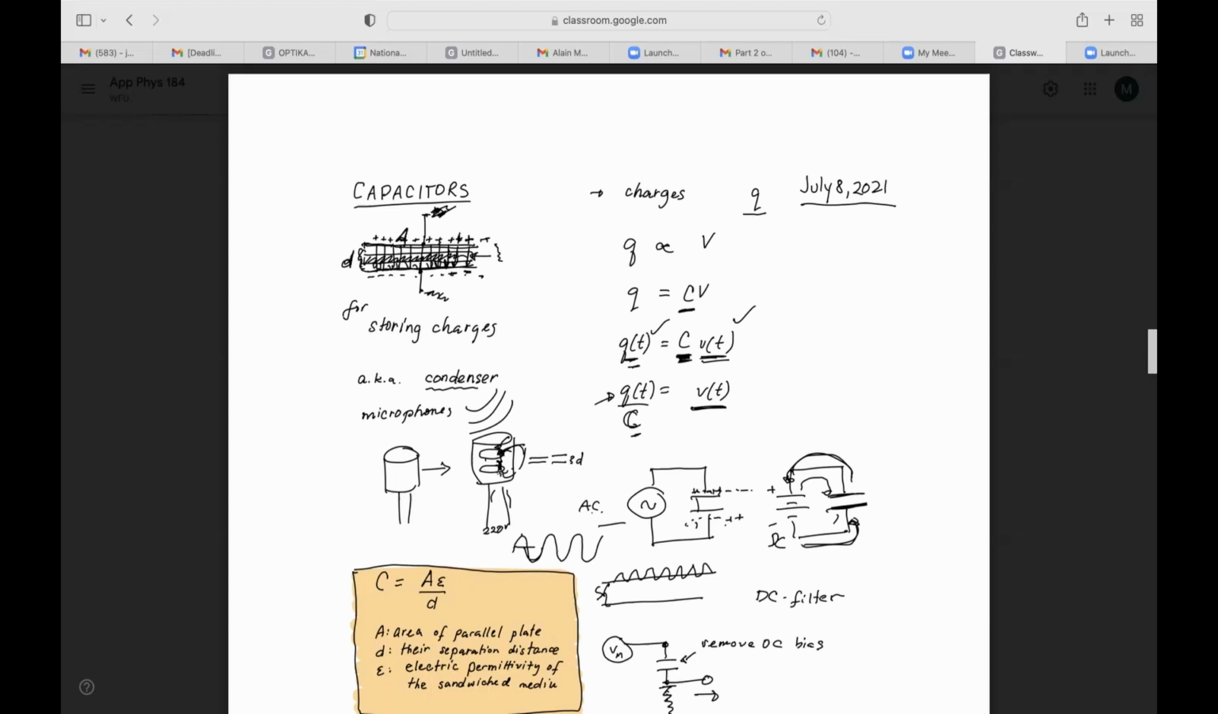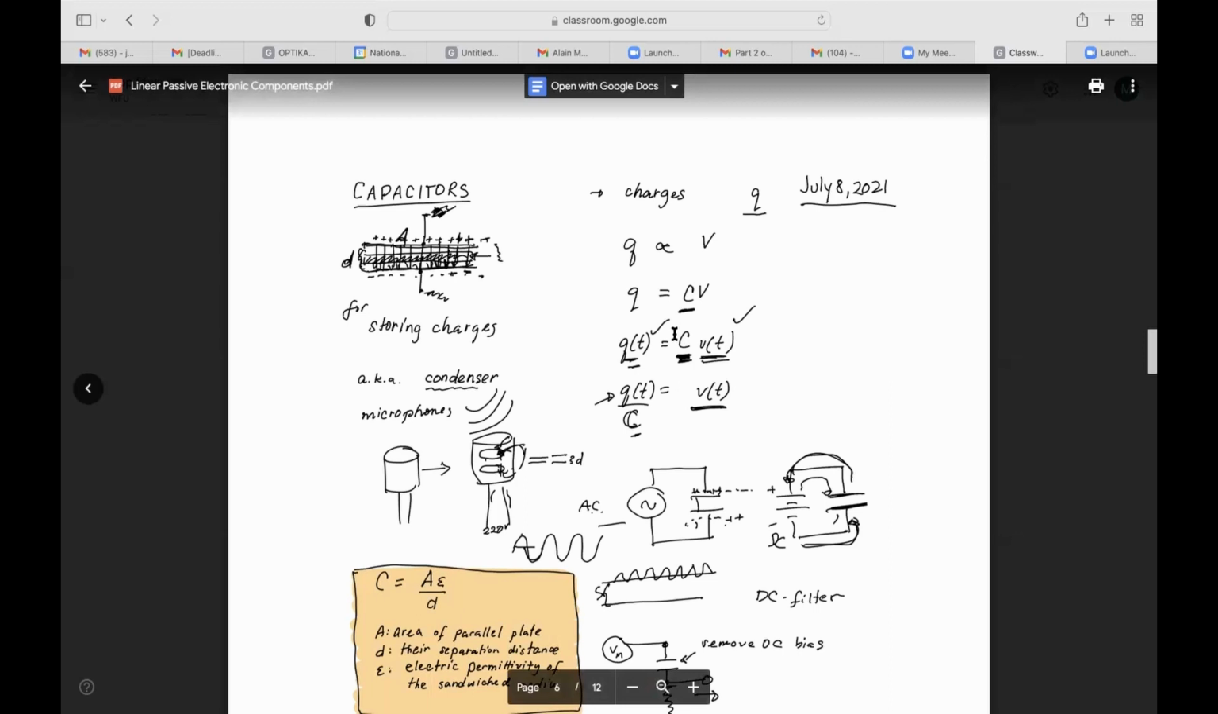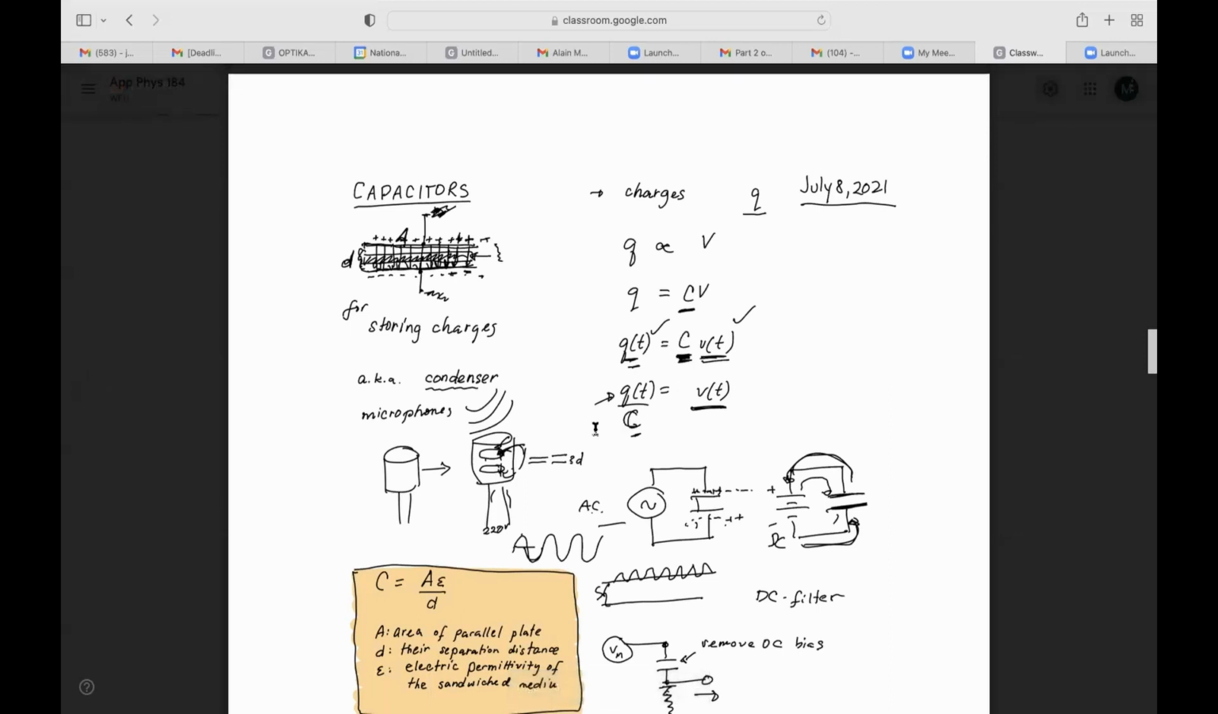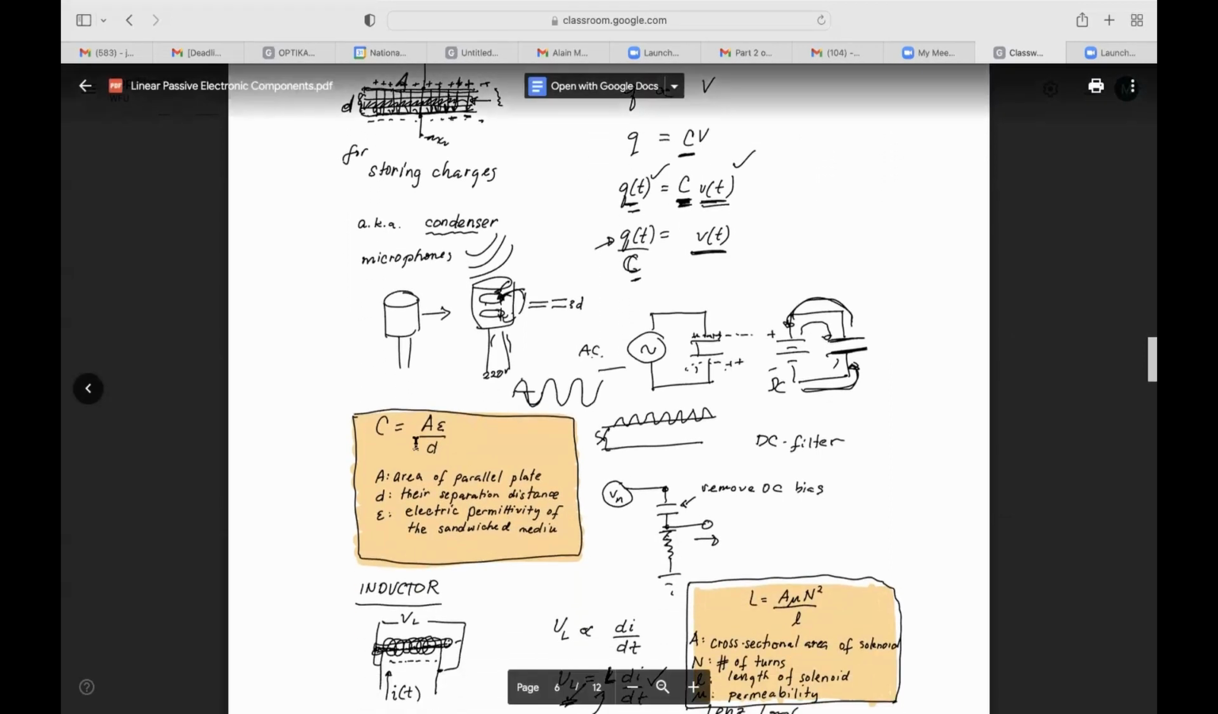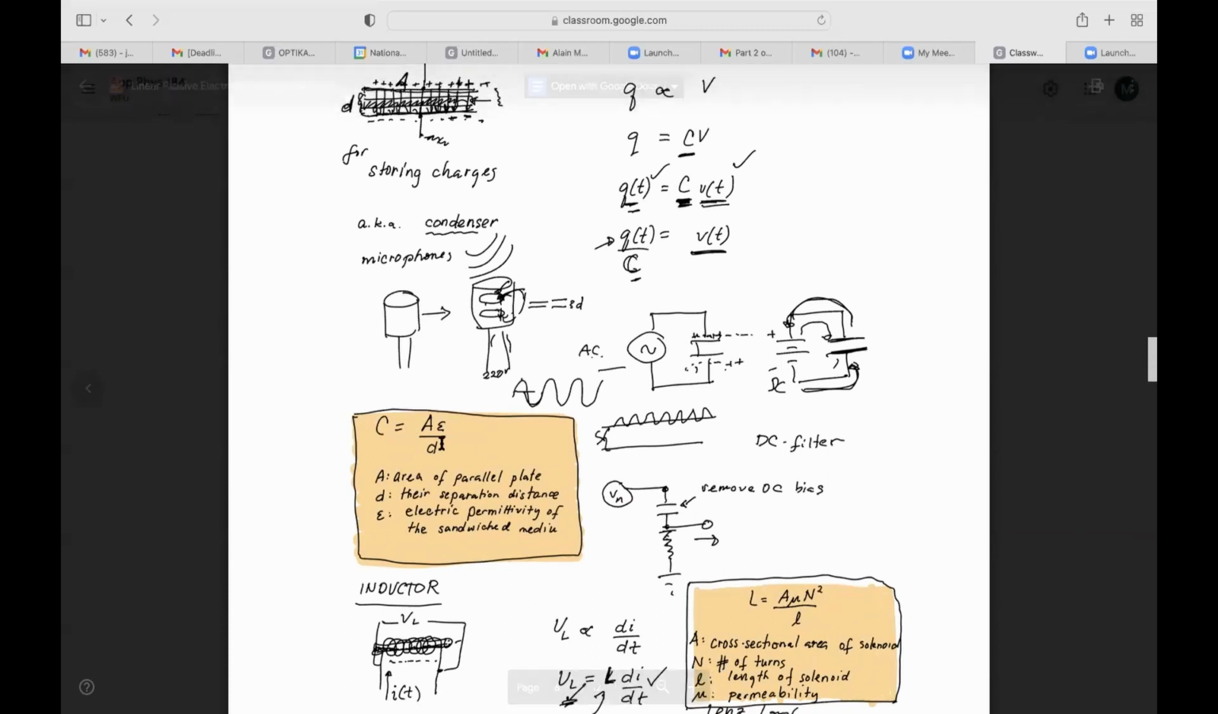And because the space between the plates changes, the capacitance, or C, changes. The capacitance actually is dependent on the property of the plates. It's proportional to the area of the plate, inversely proportional to the distance between them, and the proportionality constant is the electric permittivity. So that's how a condenser microphone works.